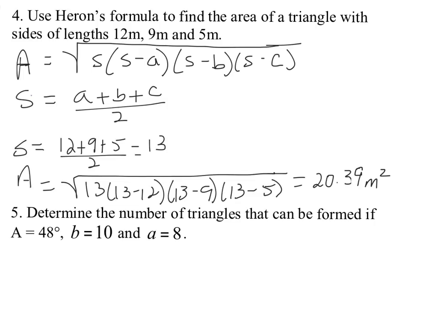All right, so when we plug in our values, 12 plus 9 plus 5 divided by 2, that equals 13. So we know that s is 13. Then we plug that value 13 into this formula here. So 13 times 13 minus 12 times 13 minus 9 times 13 minus 5. Take the square root of that, and we get 20.39 meters squared. Don't forget to put your units at the end of your answer. And then just put a box around your answer, and that's it for number 4.